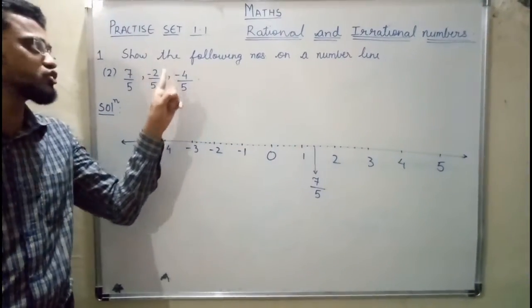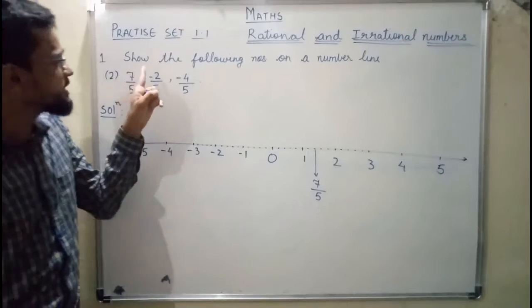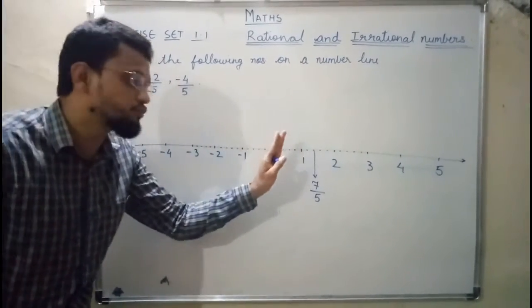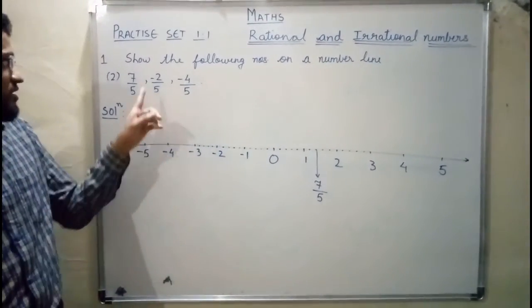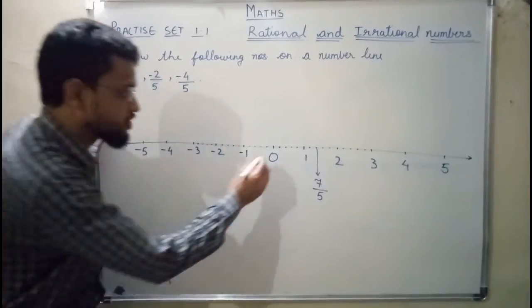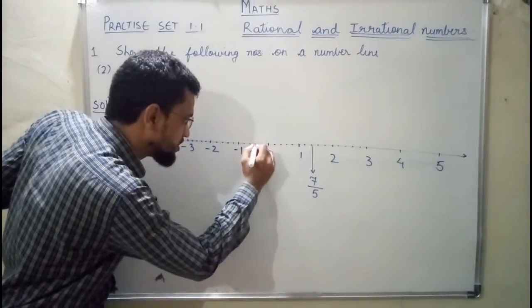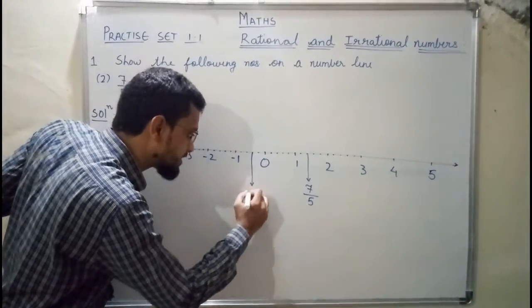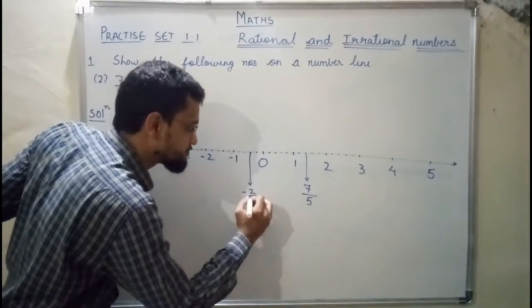Next number is minus 2 upon 5. The number is negative. So we'll count from 0 to the left hand side. The number is minus 2. So from 0 to left, 1 and 2. This number will be minus 2 upon 5.